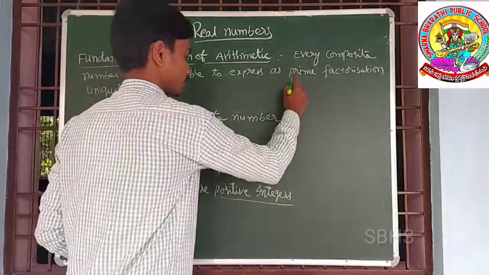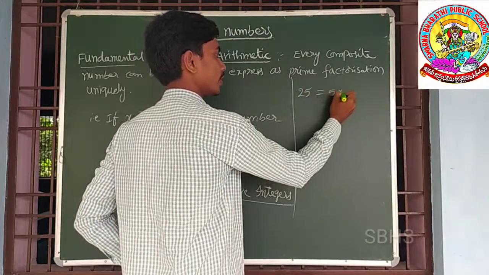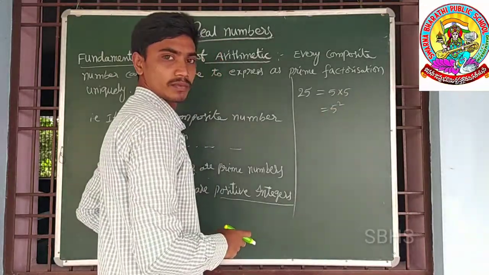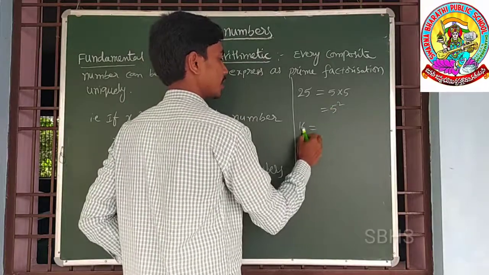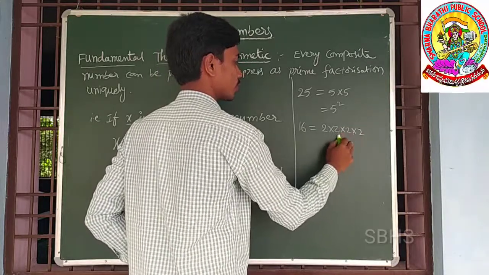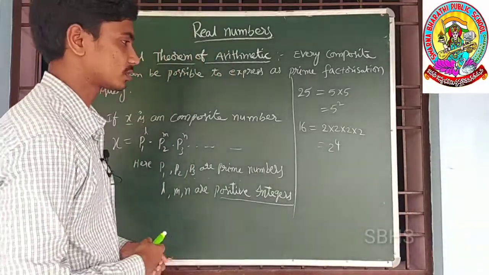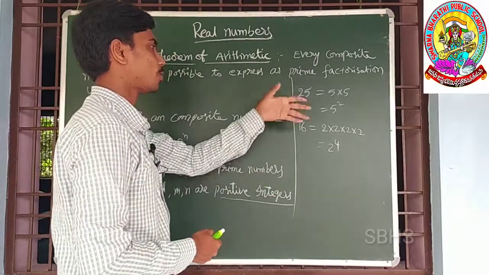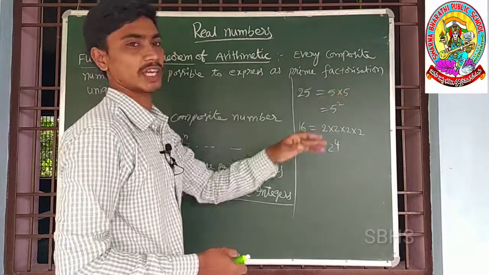For example, 25 is a composite number. It can be expressed in the form of 5 into 5, here 5 square. Here 5 is the prime number. Next, 16 is a composite number. It can be expressed as 2 into 2 into 2 into 2: 2 2s are 4, 4 2s are 8, 8 2s are 16, which means 2 power 4. Do you clear with that? So 2 is also a prime number. So any composite number given, you can express it as a prime factorization.